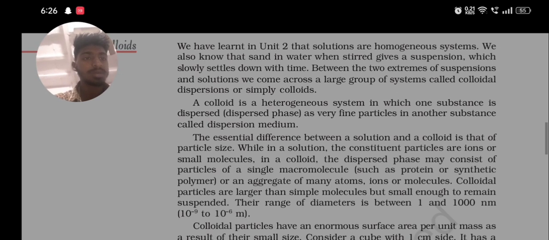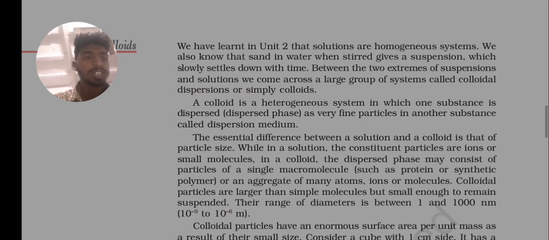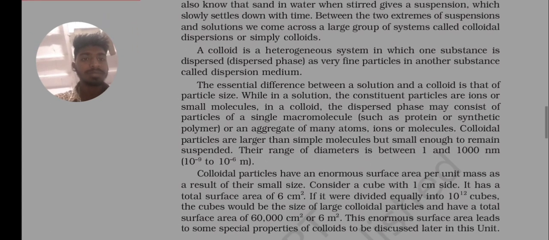The essential difference between a solution and a colloid is one of particle size. While in a solution the constituent particles are ions or small molecules, in a colloid the dispersed phase may consist of particles of a single macromolecule such as a protein or synthetic polymer, or an aggregate of many atoms, ions or molecules. Colloidal particles are larger than simple molecules but small enough to remain suspended. Their range of diameter is between 1 and 1000 nanometers.